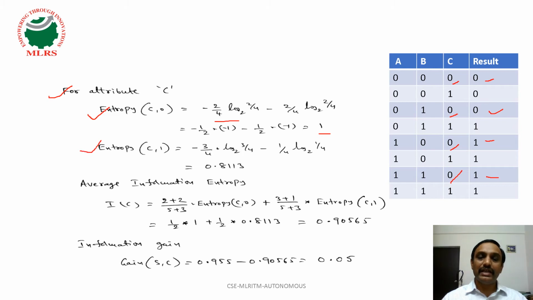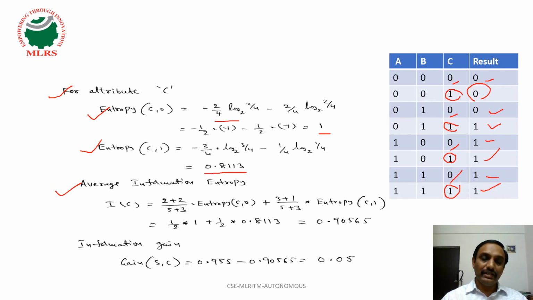Next, entropy C comma 1. In how many places is the C value 1? In 4 places. So total is 4. That's why in the denominator we are taking 4. And in how many places is it positive? 1, 2, 3. In 3 places it is positive. That's why minus 3 by 4 multiplied by log 3 by 4 base 2 minus, in one place it is negative, so 1 by 4 log 1 by 4 base 2. So by calculating that value, we'll get 0.8113. After that, we have to calculate the average information entropy.